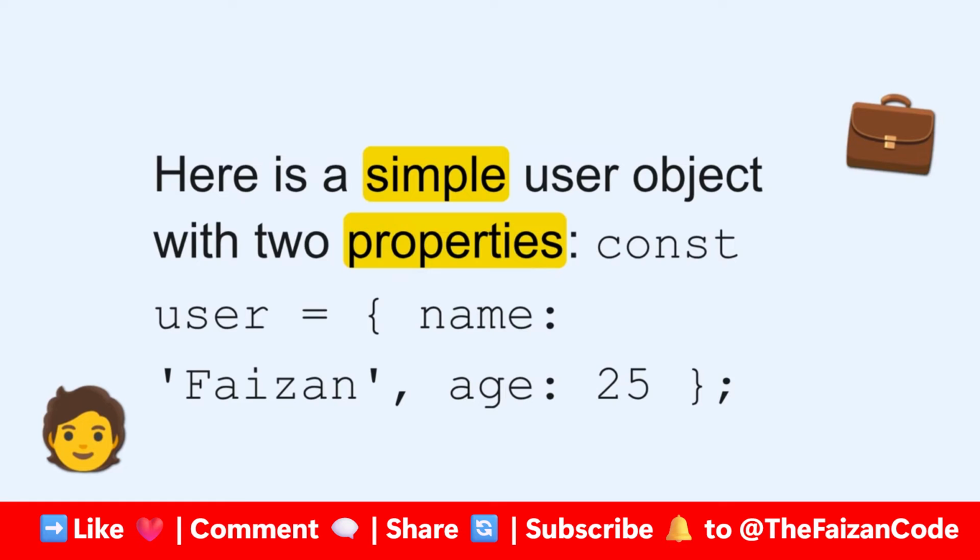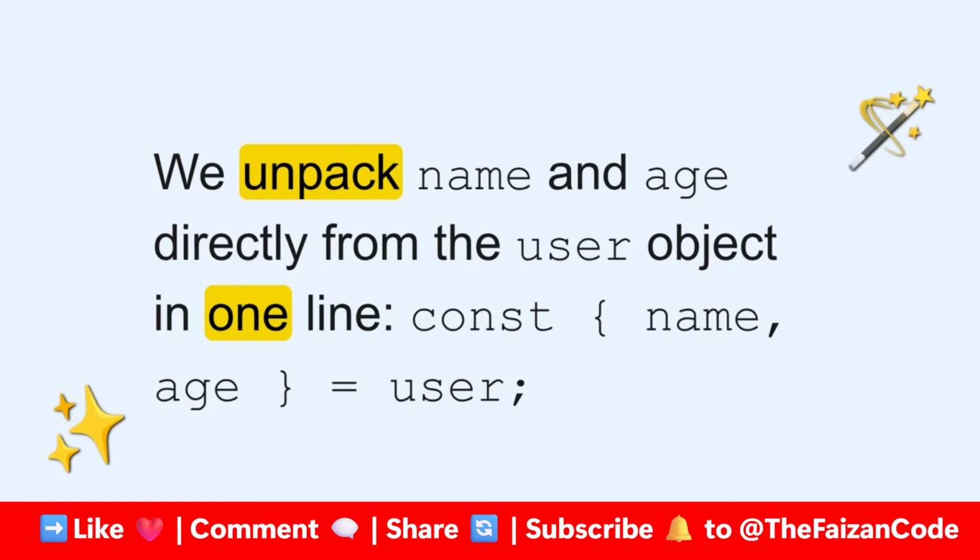All right, so here's our suitcase. It's just a simple user object. As you can see, it's got a couple of properties inside, name and age. Pretty standard stuff we see all the time. And here is the magic. Look at that line. Instead of the old way where you'd have to write const name is user.name and then const age is user.age, we do it all in one go.